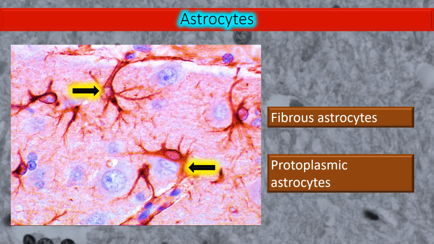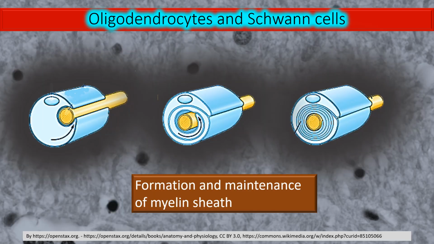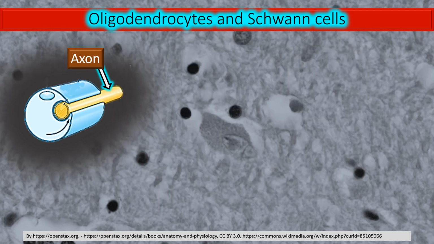Next, oligodendrocytes and Schwann cells, we will stick to one principal known function, namely formation and maintenance of the myelin sheath. Now you see, here is an axon of a neuron, and this diagram is of a Schwann cell. You can see how it is attached to the Schwann cell.